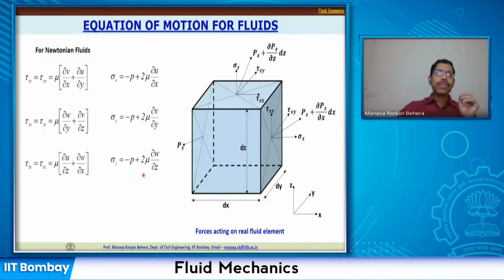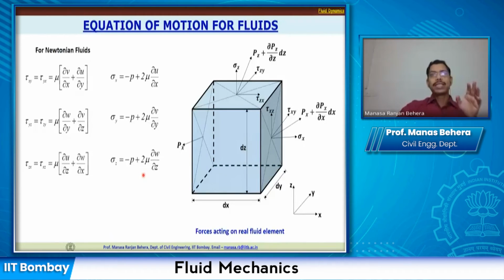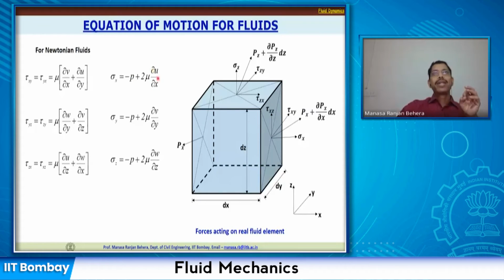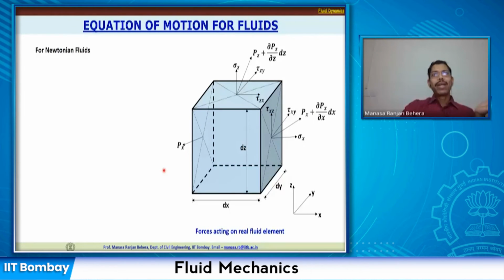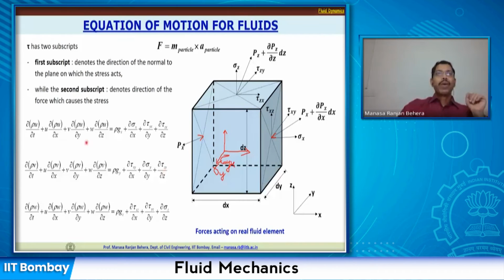Okay. So now, considering this, we can write down all these terms, tau as well as sigma, in terms of pressure and velocities u, v and w. Why are we doing these things? What is the need for this? Now I'll quickly take you back to the previous expression. Now you see this equation. What are we trying to solve? We are trying to solve the fluid motion. Okay, this is the equation of motion for fluids.